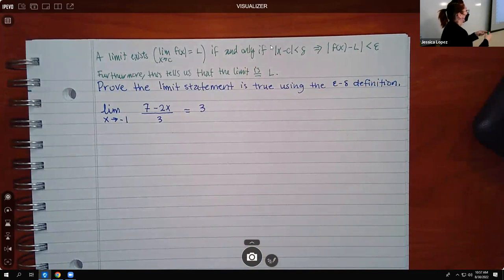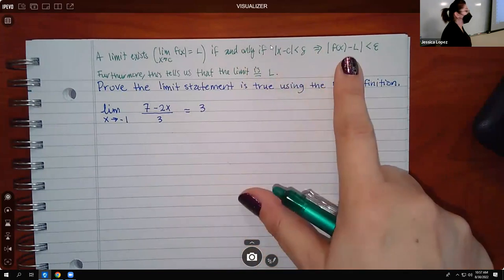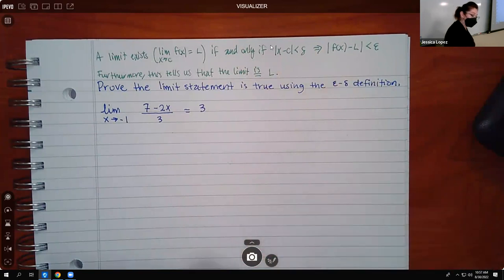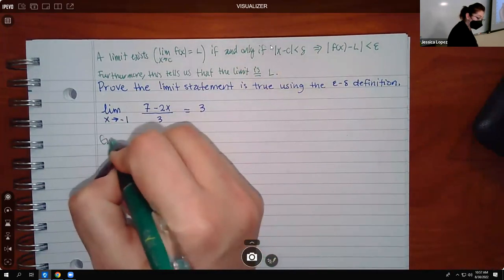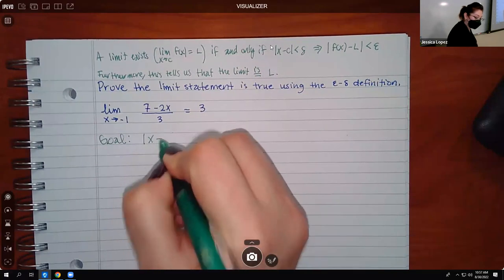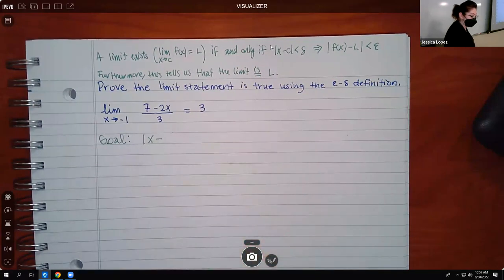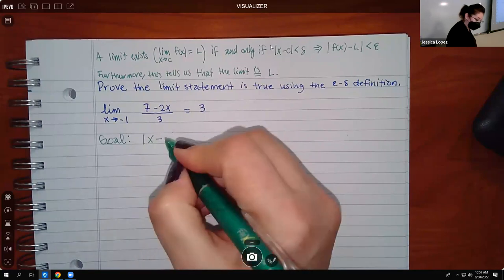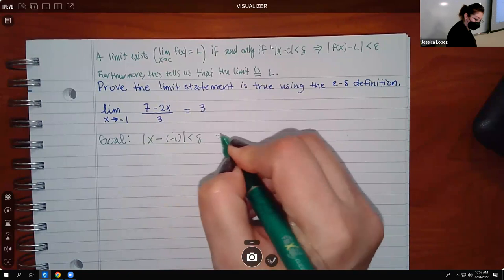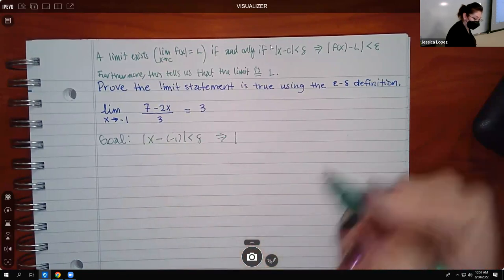The second thing that you need to do is figure out what you are going to have to multiply by, divide by, add, subtract, all that good stuff to get this simple statement into a more complicated one. And the complicated one has to match something exactly. So I like to write out my goal first. My goal is to show you that x minus, what is c in this case? -1. Less than delta implies an f of x. What is f of x?